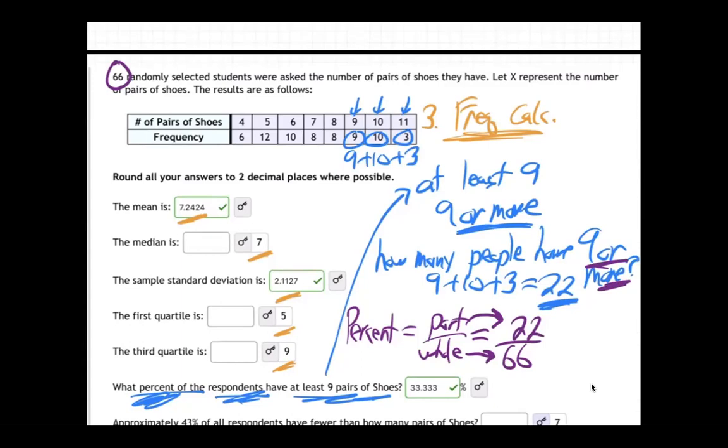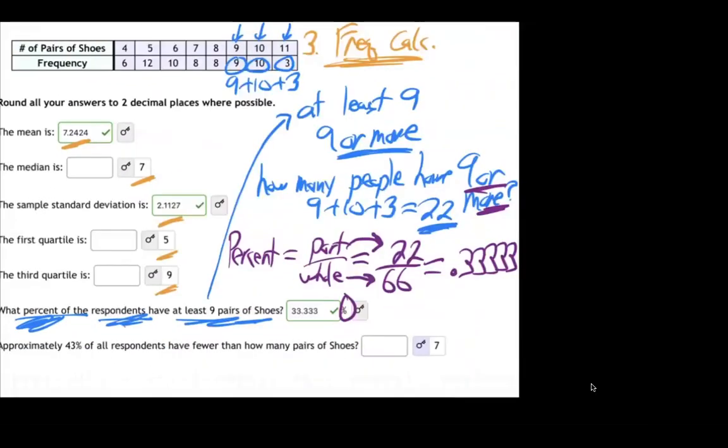Divide that on your calculator. You can use a handheld calculator or whatever. When you do, you're going to get 0.33333. But we're not done there, because see how they have a percent symbol at the back? Whenever they sneak in that little percent symbol, you know what you need to do.